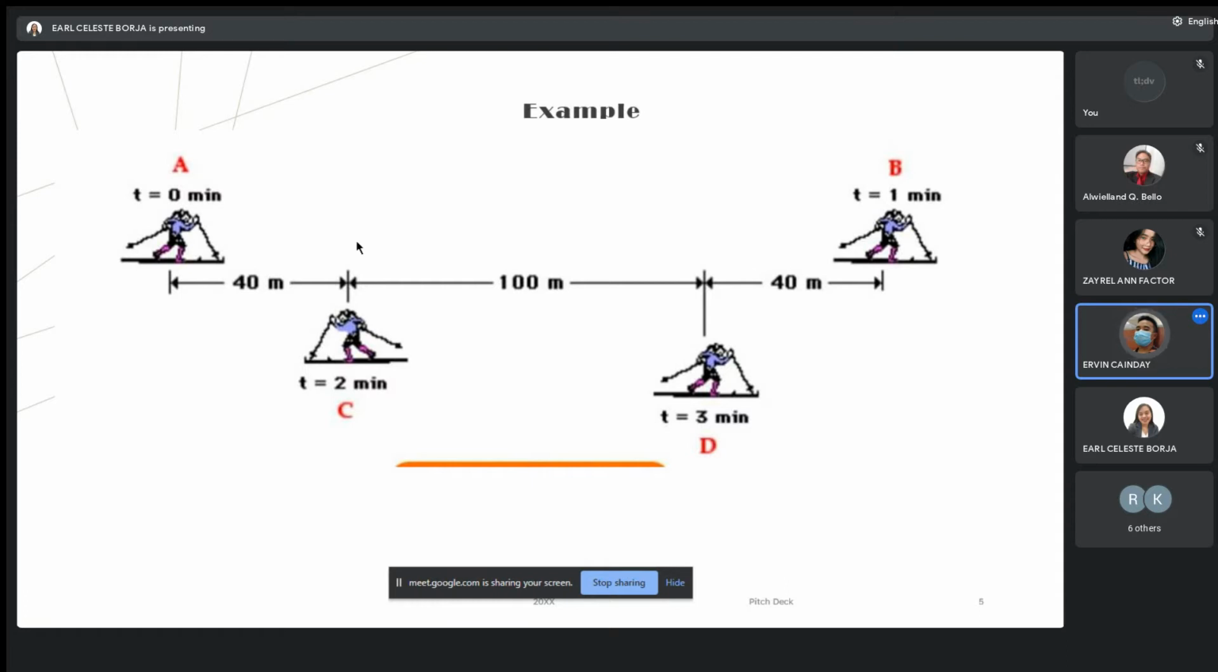C, going to D. So to get the distance, we will add, we will get the sum of the given data. To get the sum of all data, we use addition. So 180 meters plus 100 meters plus 140 meters, we will get 420 meters. Then for the displacement, if we add them all, the skier covers a distance of 180 meters plus 140 meters plus 100 meters equals 420 meters and has a displacement of 140 meters rightward.